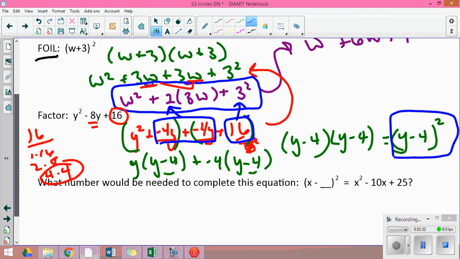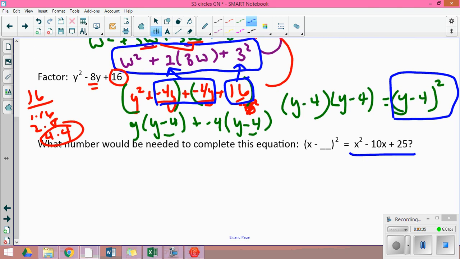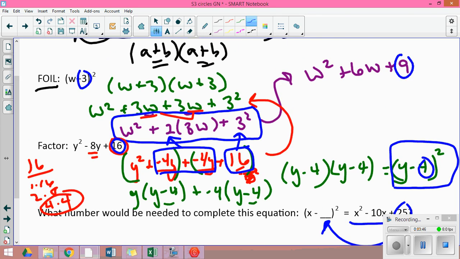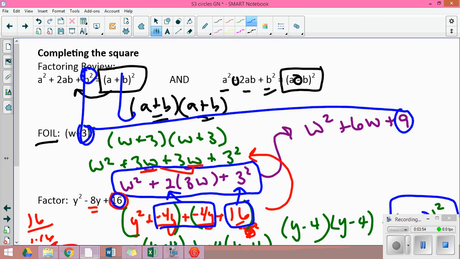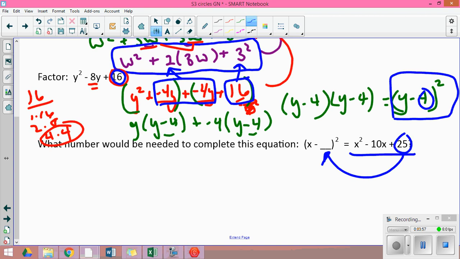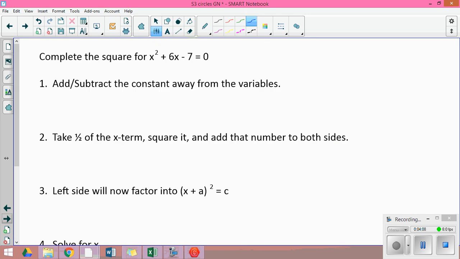Now, one more step. What would be needed to package this back here? Well, the back term in all of these has been the square root of the expanded term. The b squared goes to the b. So here, the square root of 25 is 5. And if I take x minus 5, the quantity squared, and expand it out, I will get that trinomial. What does all of that have to do with circles? We're getting there. One more step.